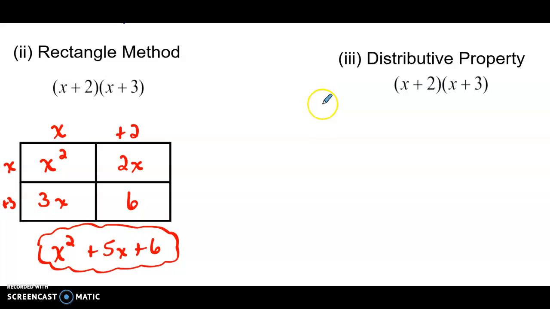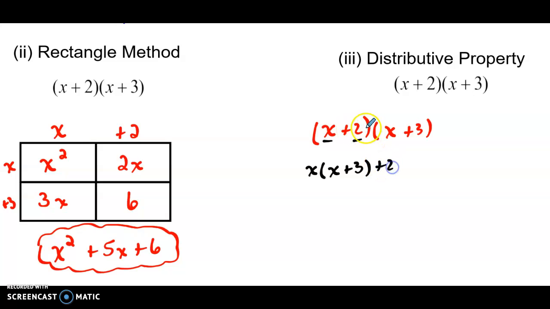The distributive property is a little bit different. So if I'm multiplying x plus 2, I'm not drawing tiles, and x plus 3, I'm thinking about multiplying every term in the first set of brackets with every term in the second. So I like to draw arrows sometimes, or you could write it like this. This x gets multiplied with the x plus 3. This positive 2 needs to get multiplied with everything in that bracket, the x plus 3.